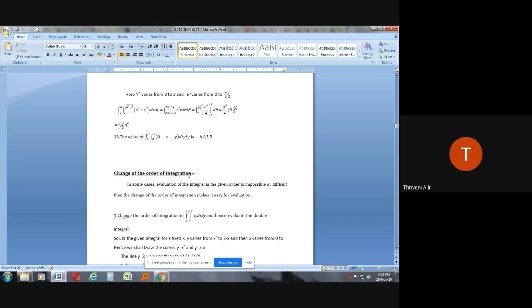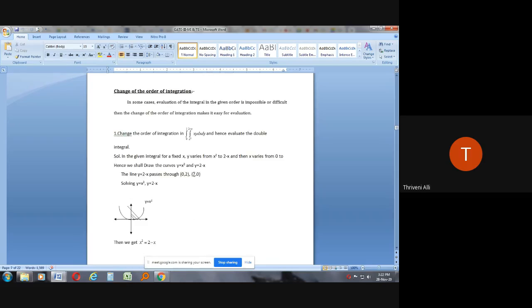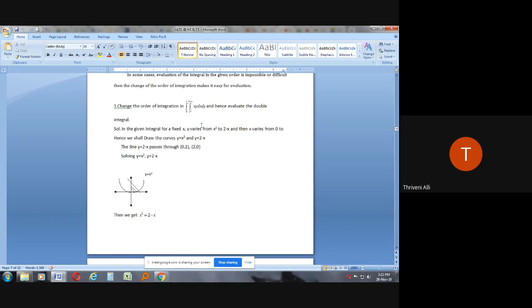Please try. Next, change the order of integration. Already I told you, in change of order of integration, we take the point of intersection region and we should take the limits from upper curve to lower curve. So it is an important point. From this question, y varies from x square to 2 minus x and x varies from 0 to 1.